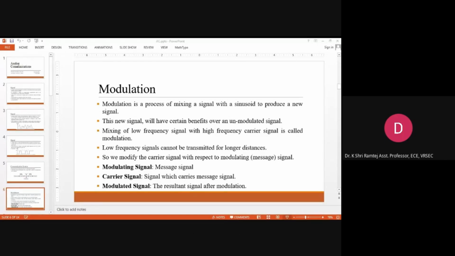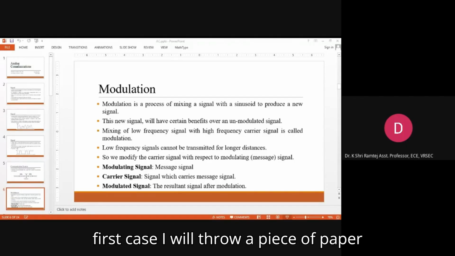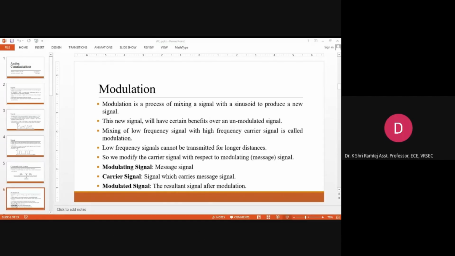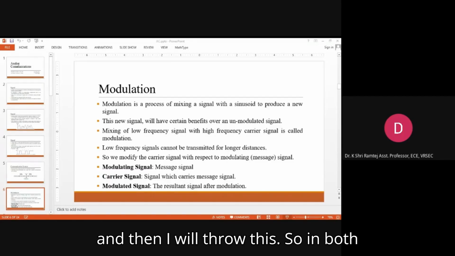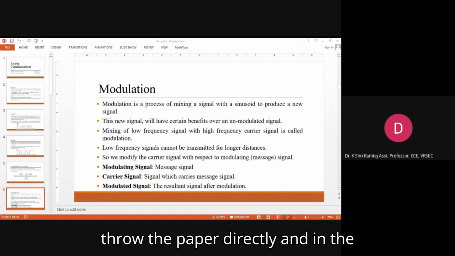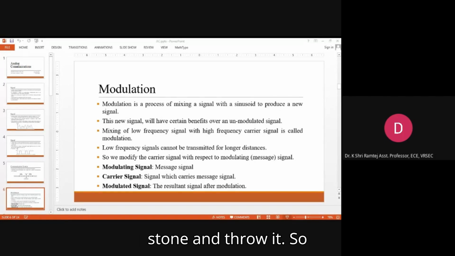If we see a practical example for this case, let us consider two cases. I am throwing a piece of paper. In the first case, I will throw a piece of paper directly, and in the second case, I will wrap the paper onto a stone and then throw it. So can you tell me in which case the paper will travel for a longer distance?